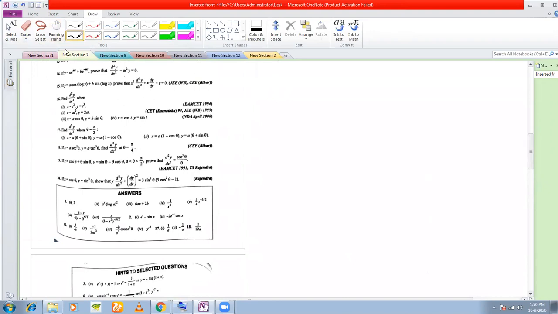Next one is 17.2. Yes, sir. What is given here? Given here is x is equal to a into 1 minus cos theta, y is equal to a into theta plus sin theta. You have to find d2y dx2.